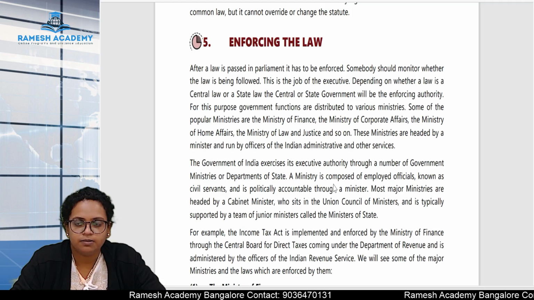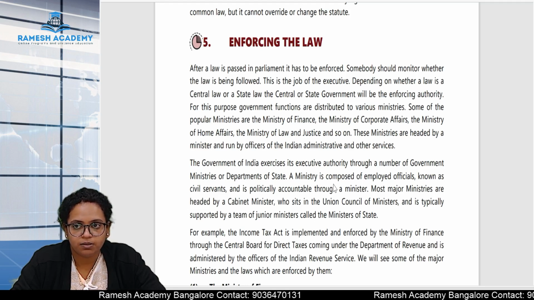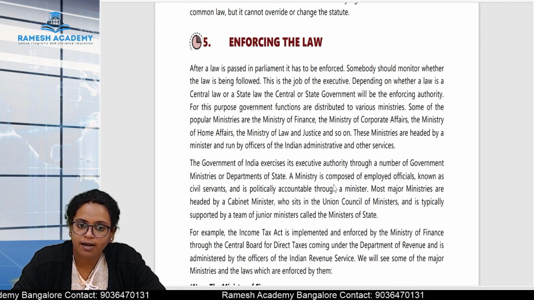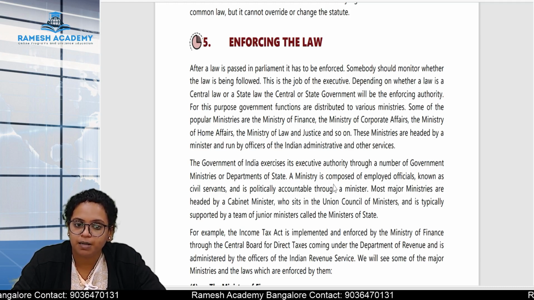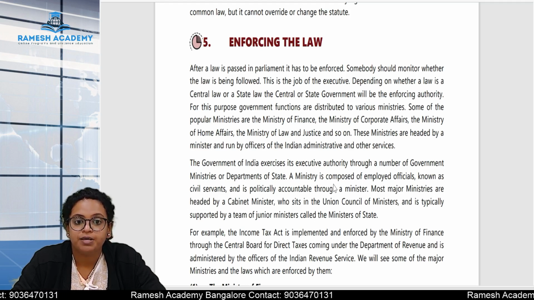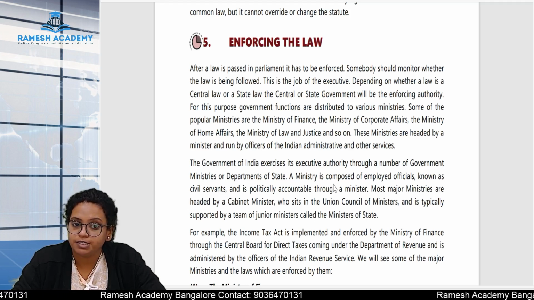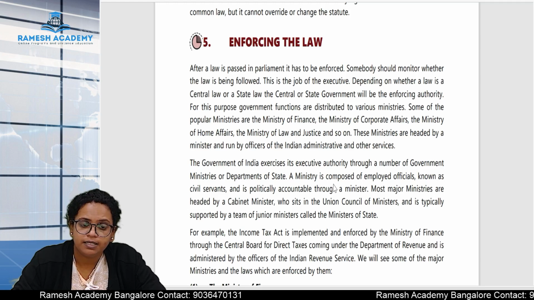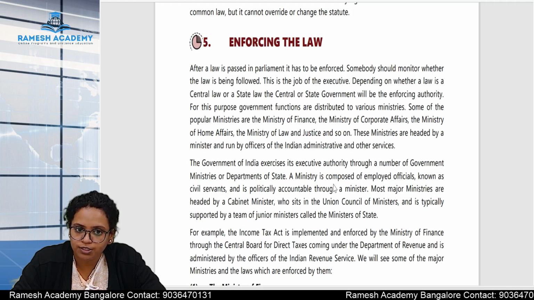So say for example, the parliament has proposed a law, which is called a bill. After the discussions and debates, it is passed in the Lok Sabha, and then it passes through the Rajya Sabha. Once the Rajya Sabha also approves it, we have to take the approval of the President of India.